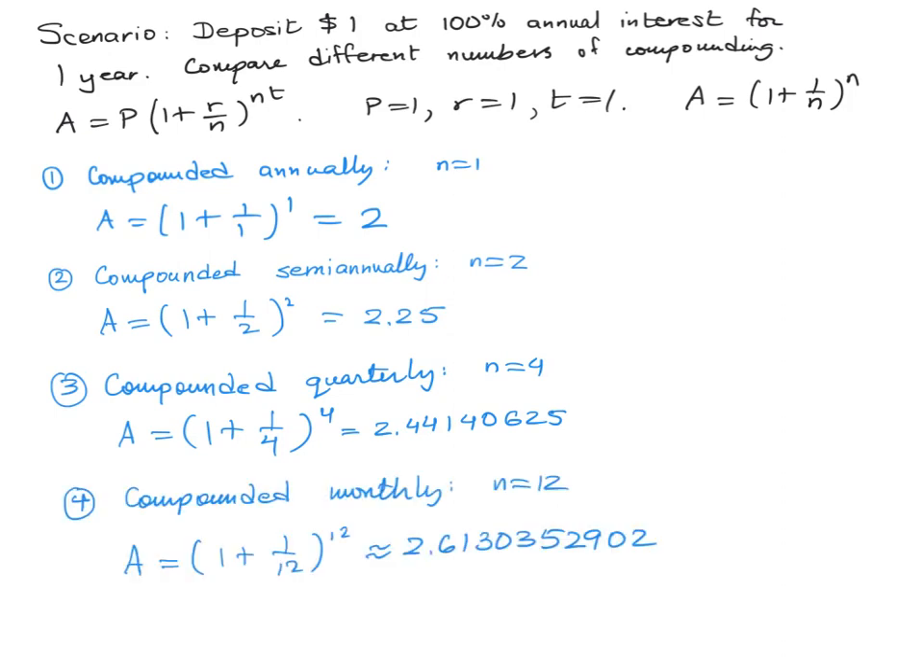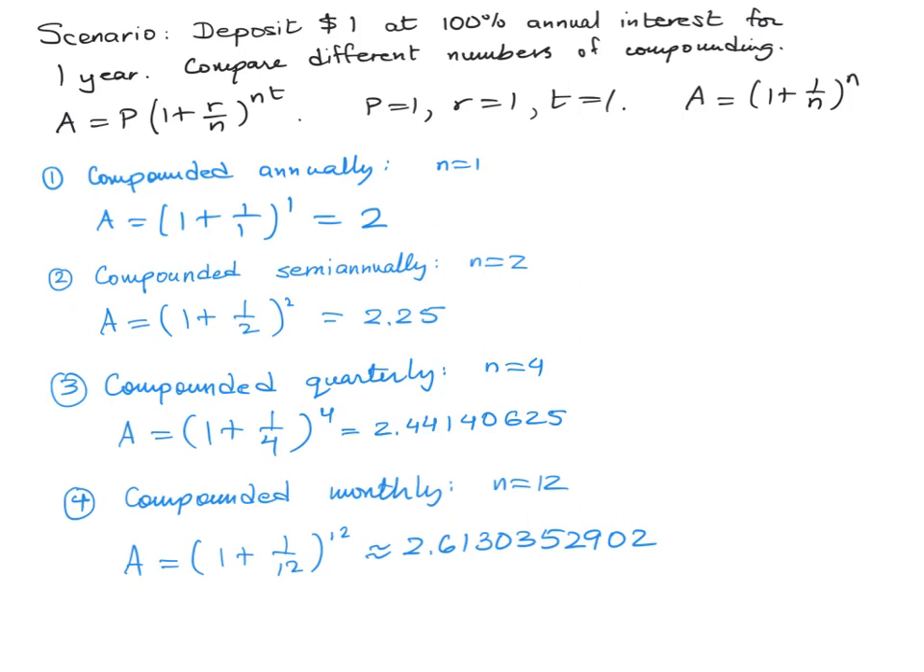So now we compounded monthly. In other words, n equals 12 because you do the compounding 12 times. So here's the formula. Divide the rate by 12 and then do the calculation 12 times and you end up with this amount of money, which is a pretty big increase from the $2.44. Now you have $2.61 and some extra decimals.